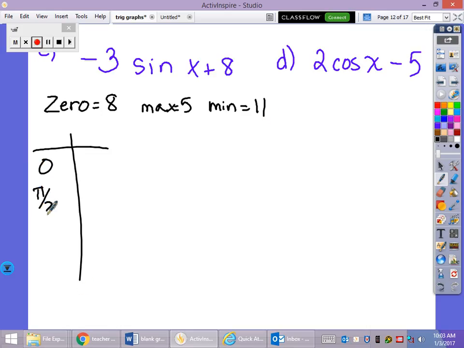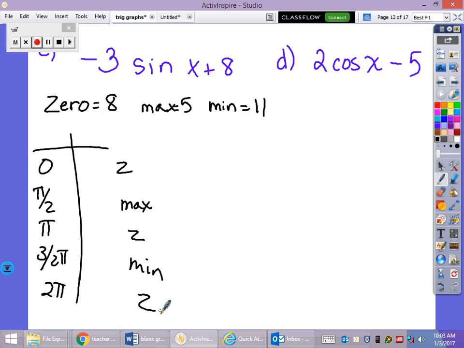So 0, pi over 2, pi, 3 halves pi, and 2 pi. And it is sine, so it's 0, max, 0, min, 0. Okay? 8 minus a -3. Okay? So it's going to be a positive 11. All right, 0 is 8. Max is going to be 5. Then 8, then 11, then 8 again.